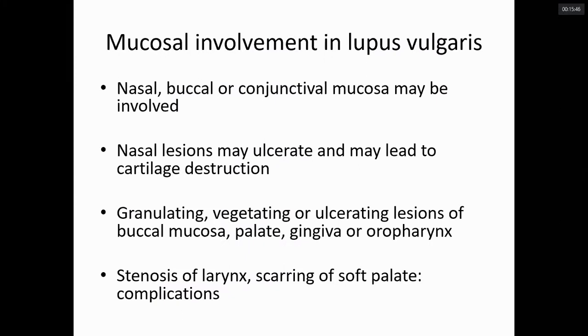And there is mucosal involvement in lupus vulgaris. Nasal, buccal, or conjunctival mucosa may be involved. Nasal lesions may ulcerate and may lead to cartilage destruction. Granulating, vegetating, or ulcerating lesions of buccal mucosa, palate, gingiva, or oropharynx can be seen. And there can be stenosis of larynx and scarring of soft palate also.